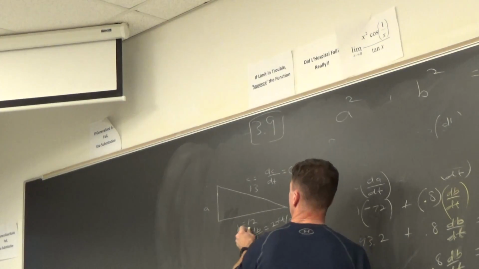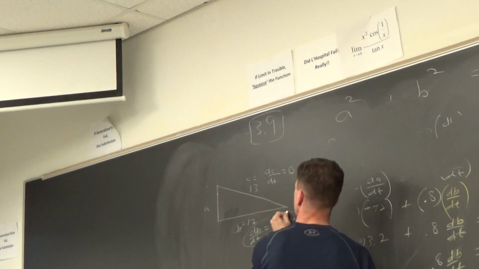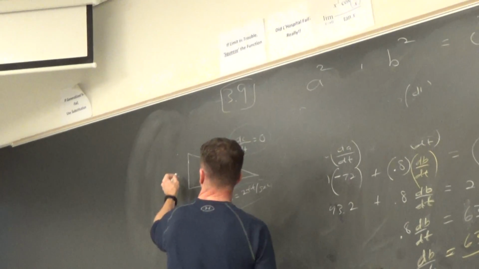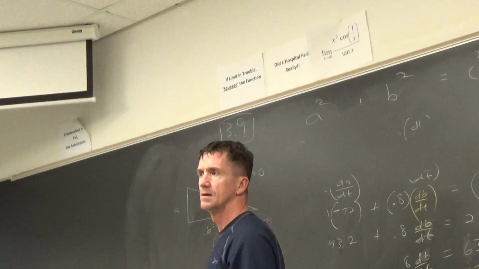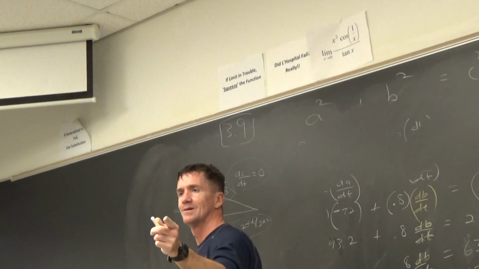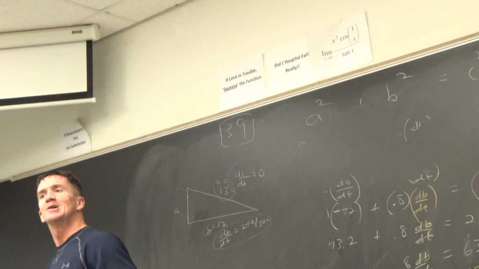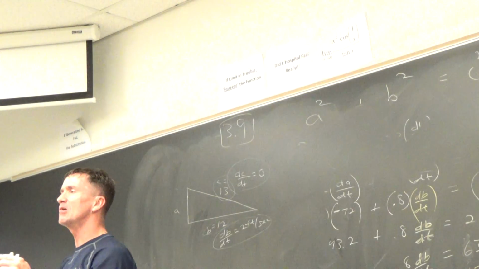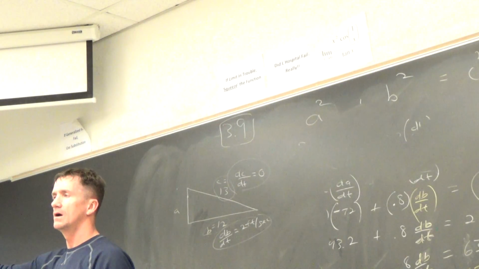All right, I've got B, I've got dBdt. I've got C, I've got dCdt. I'm stuck, how do I get A? 5. How'd you get that? 13 squared minus 12 squared, Pythagorean theorem. It's a perfect triangle though. Oh, you got those memorized. Anybody else know these? That's the only one I know.